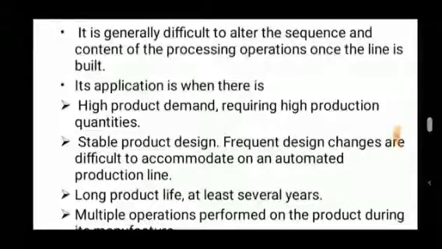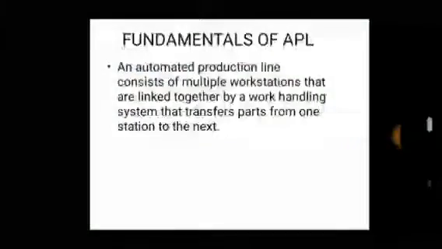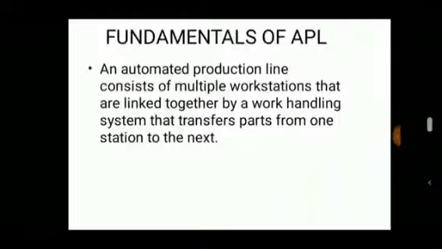It is used where high product demand or high production quantities are required, and it involves a stable product design. Frequent design changes are difficult to accommodate because it is pre-programmed, so a product whose design changes is not suitable for fixed automation. It also suits long product life; it lasts for several years, and multiple operations are performed once programmed. So what are the fundamentals of an automated production line?